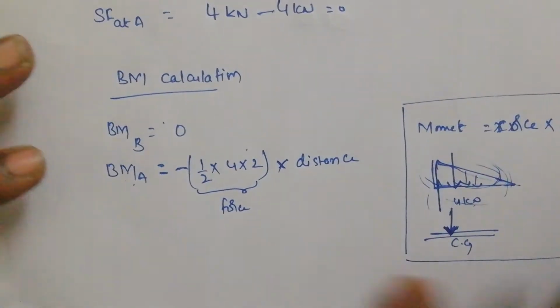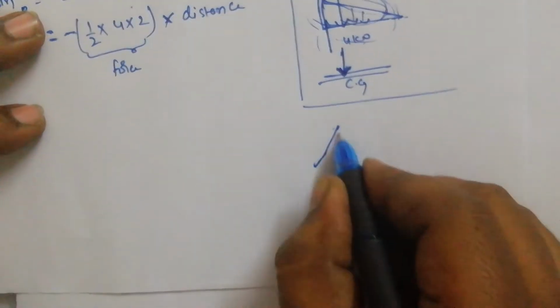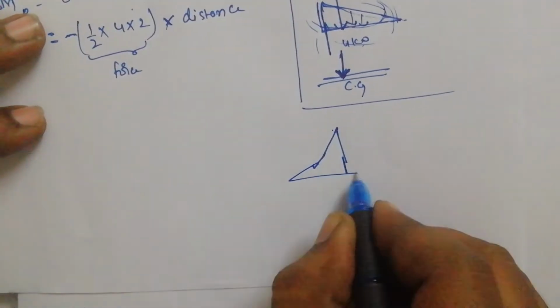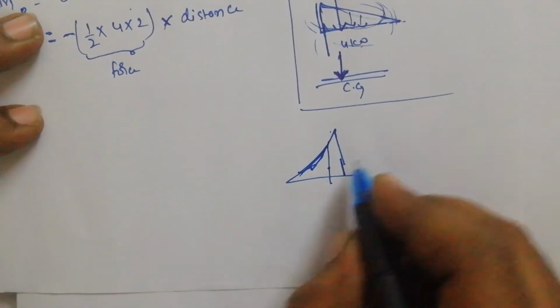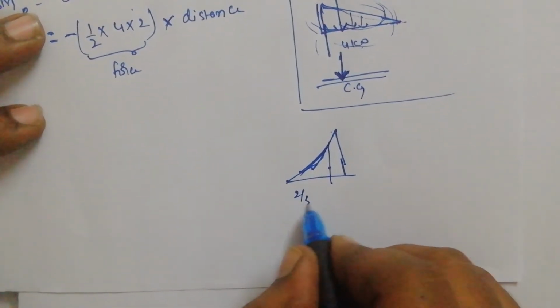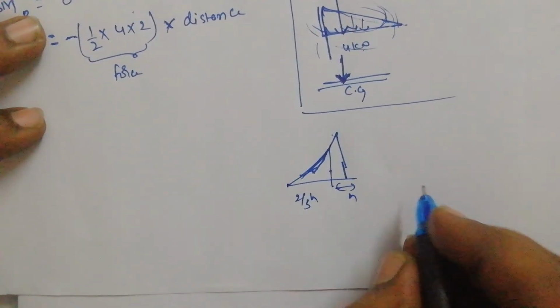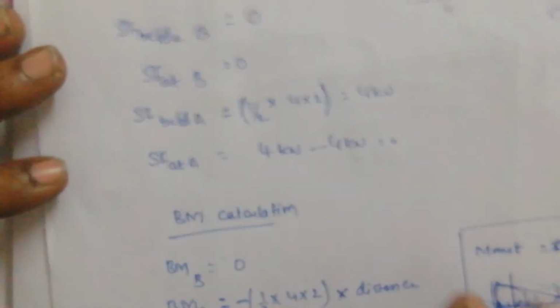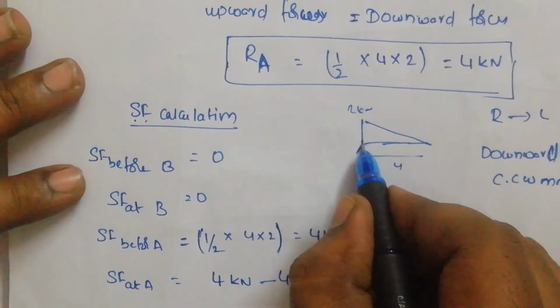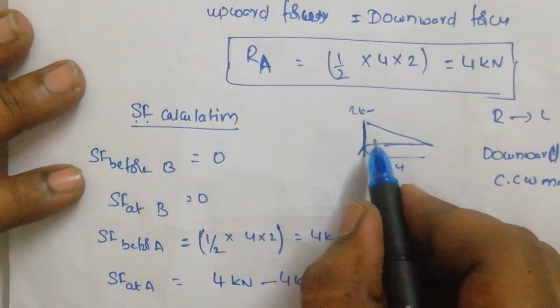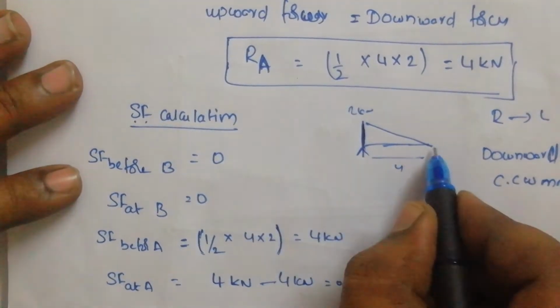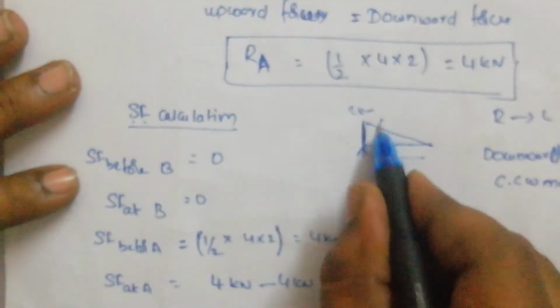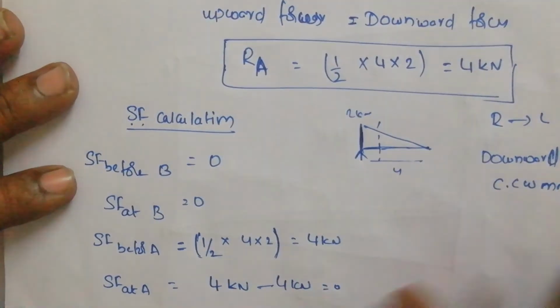So I will write here, the CG of a triangle is generally, if this is your triangle, the CG will be at 2/3 of the distance from the apex, and from the higher side it is h by 3. So in your triangle, the point is near your bigger side. This is your smaller side, this is your bigger side. Hence the CG will be present at a distance of h by 3, where h is here 4 meters.